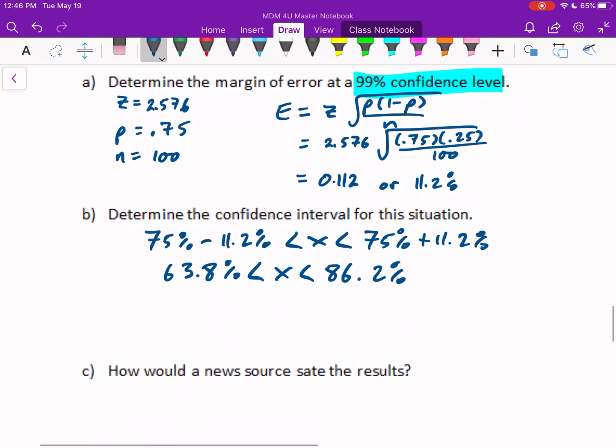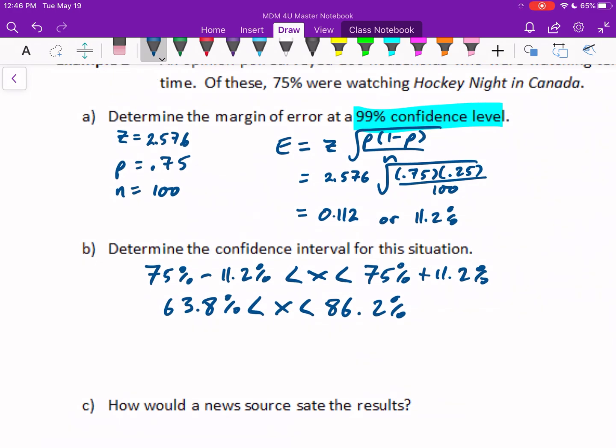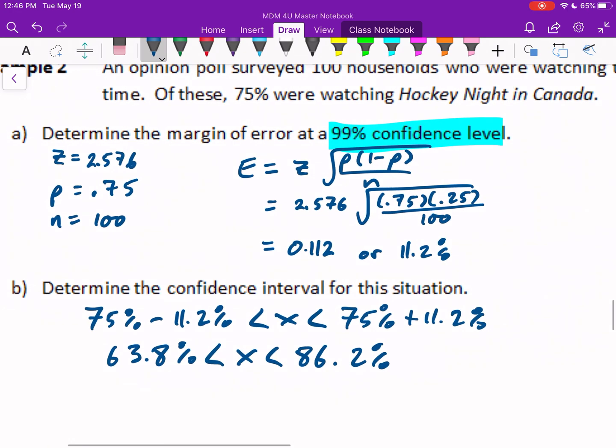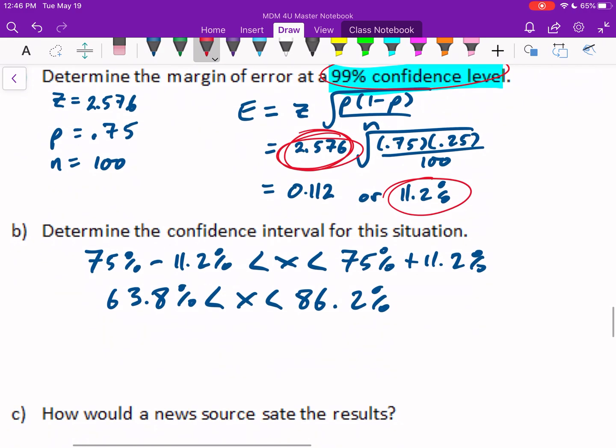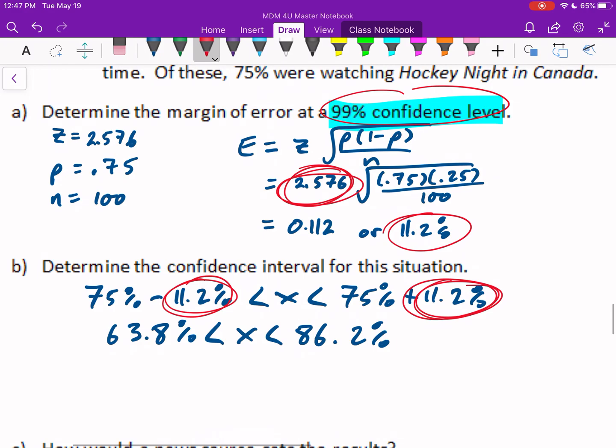Just as an aside, before I answer part C, remember, the more confident we want to be, the 99% confidence level caused me to use a bigger Z-score, which gives me a bigger margin of error, which means I'm going to subtract a bigger amount and add a bigger amount to the 75%. If I wanted a tighter interval, I could go for a lower confidence level. Say I wanted just 90%, then I would get a smaller margin of error and a smaller interval. So it's a trade-off again.